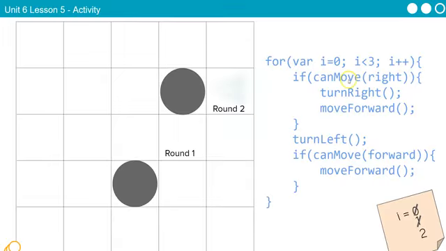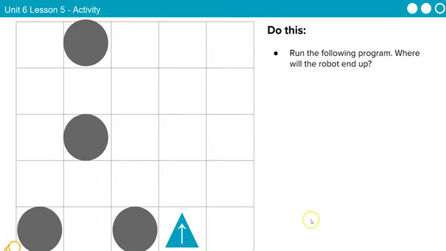Can move right, that's false, so it will skip that, turn left, and then ask can I move forward? That is false because I can't go to a barrier. So now I'm here. It's going to add 1 to I again. So I is now 3, and then it will say, okay, is 3 less than 3? That is false, so my code will end.